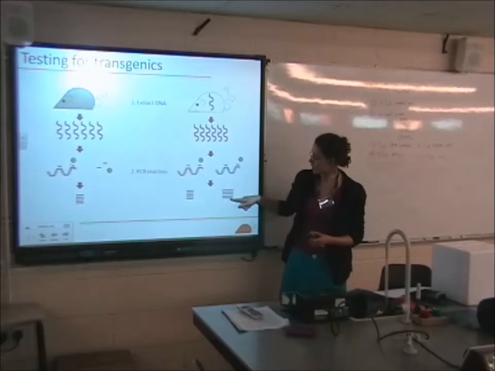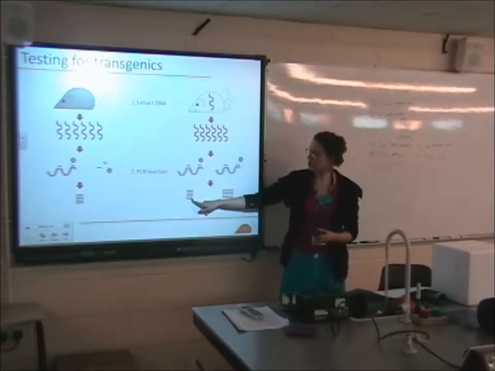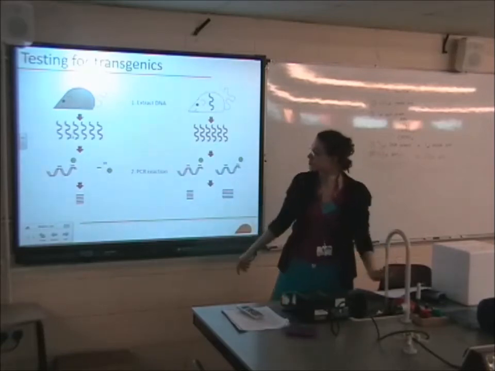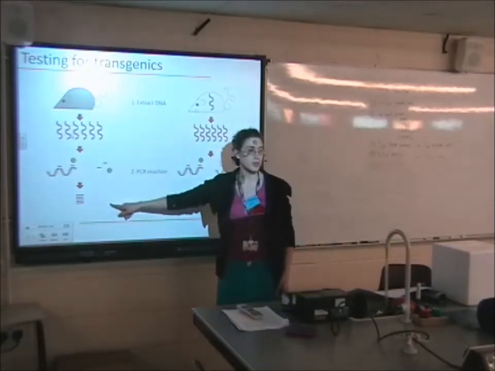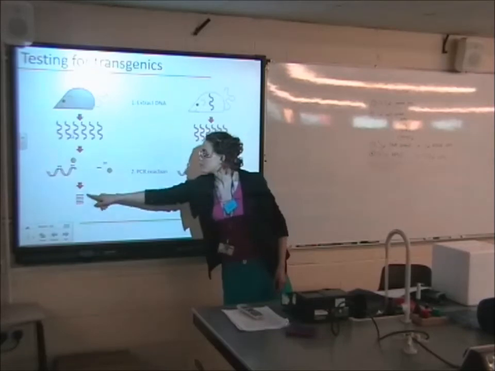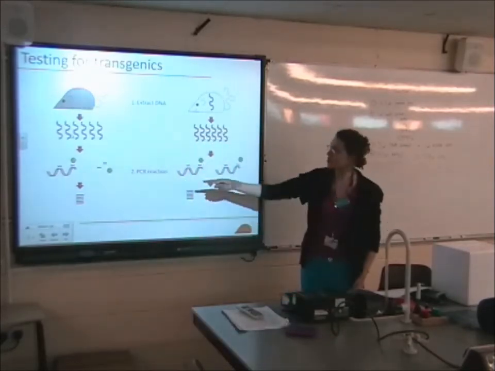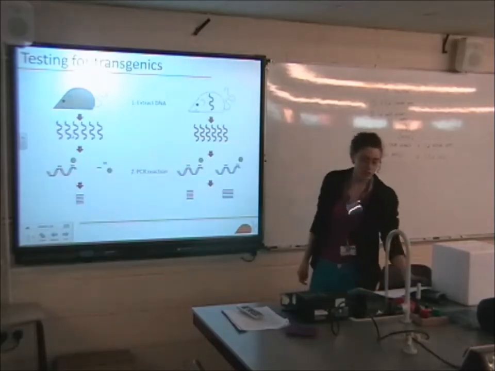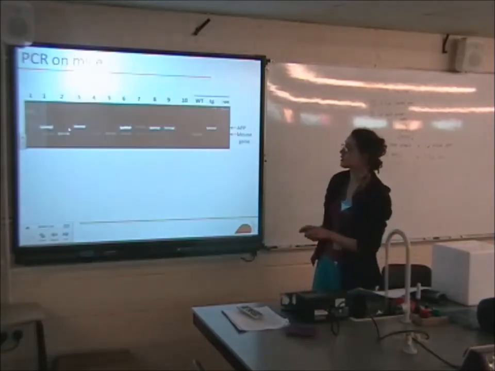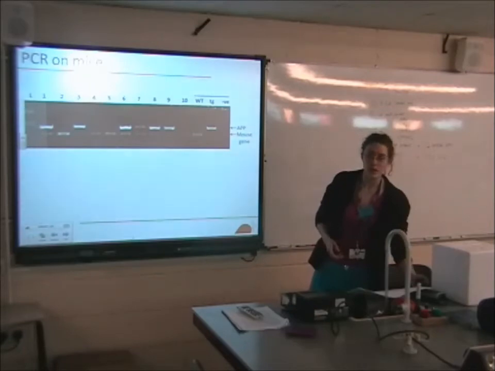So we get a long APP product. We also get a short normal mouse product. Whereas in the non-transgenic mice, we don't get any APP product because there's no APP in there, but we get the short generic mouse gene product. So that tells us that the PCR reaction has worked. And I've put in an example. Hopefully your PCR reactions will look something like this.